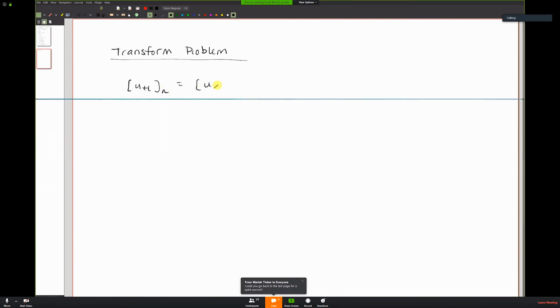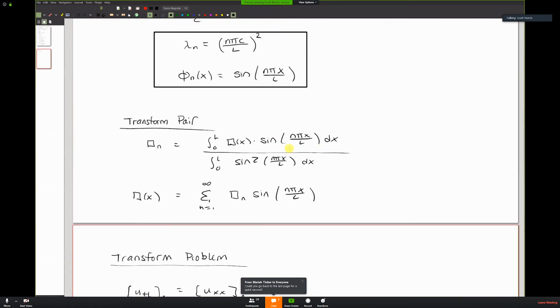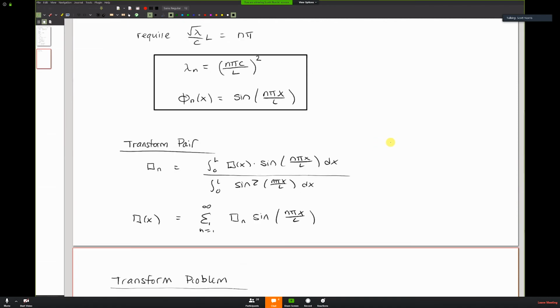All right, now we take the transform of the original problem. And so we get the transform of U_tt. Just a sec, I see a question over there. Yes, go back to the last page for a second. I will post these right after class, but I'm happy to go back.